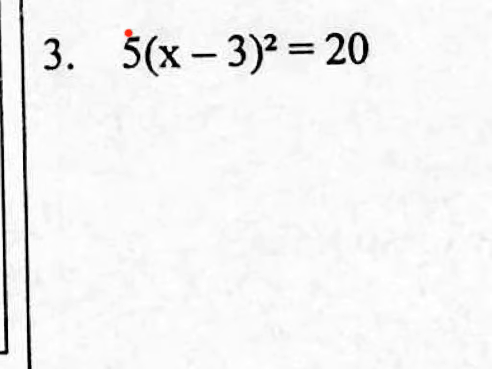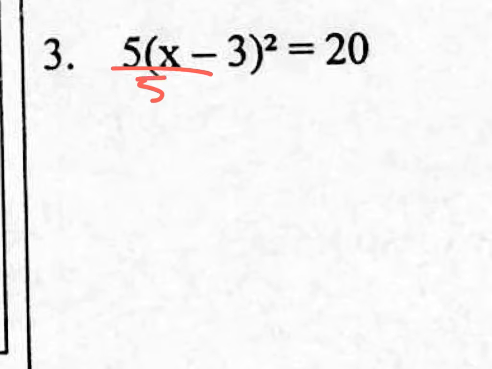Now, distributing is multiplication, right? Exponents come first before multiplication. So if you wanted to simplify, you would have to actually write x minus 3 times x minus 3, do FOIL, and then distribute the 5 into your answer. That's a lot of work. Why not just start isolating your squared term by dividing by 5?